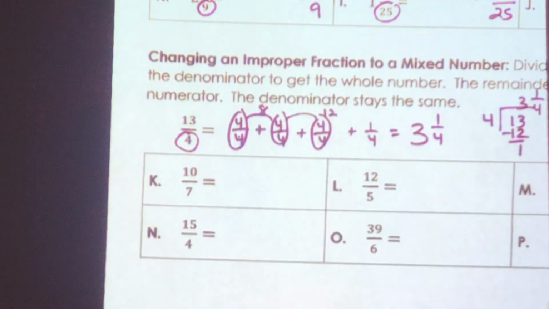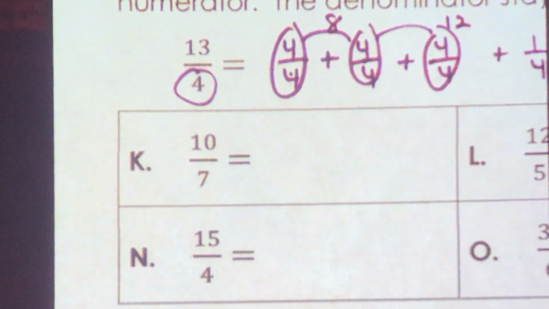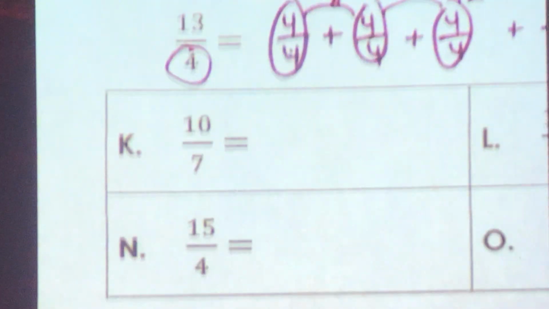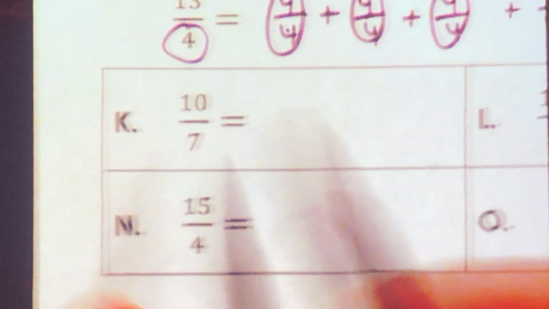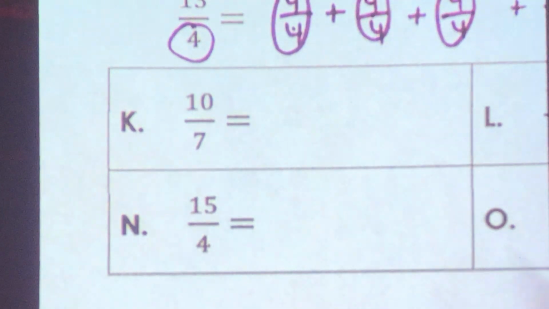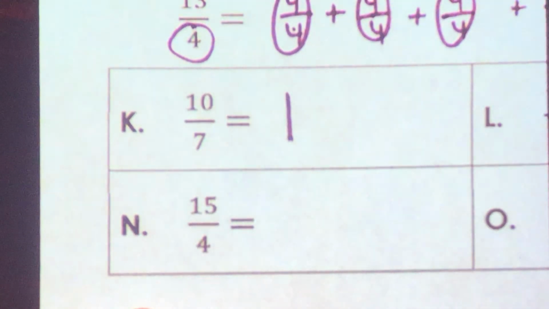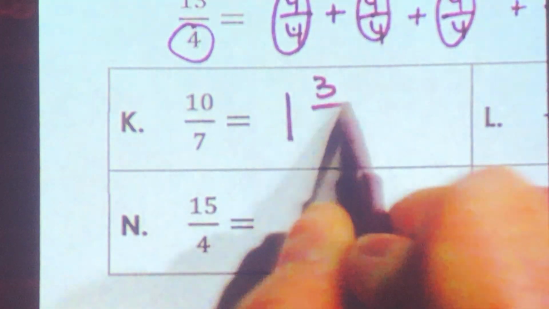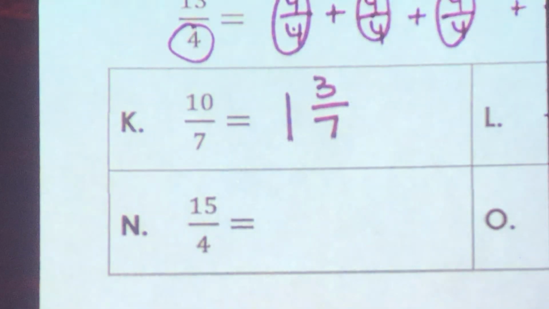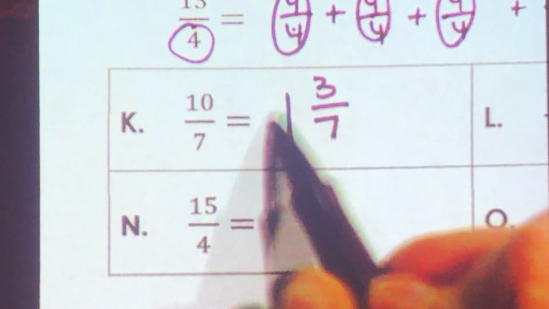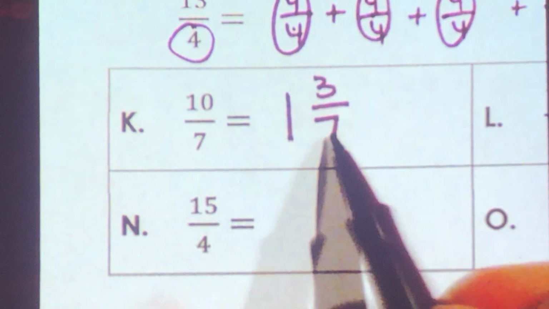So for letter K, and again, you can be trying these on your own if you'd like. It would be a great way to practice to make sure you understand this concept. I have 10 sevens. So I'm going to ask myself, how many full sevens will go into 10? And the answer is 1. How many would be left over? Well, 10 minus 7 is 3. And my denominator stays the same. So 1 and 3 sevens is equivalent to 10 sevens. And you can even check using what we just learned to make sure that it's right. 7 times 1 is 7, plus 3 is 10. And my denominator stays the same.